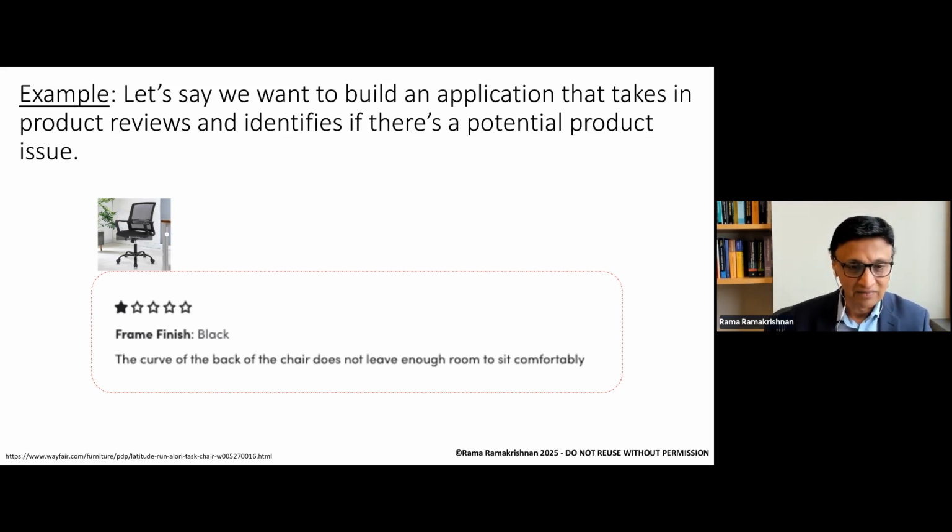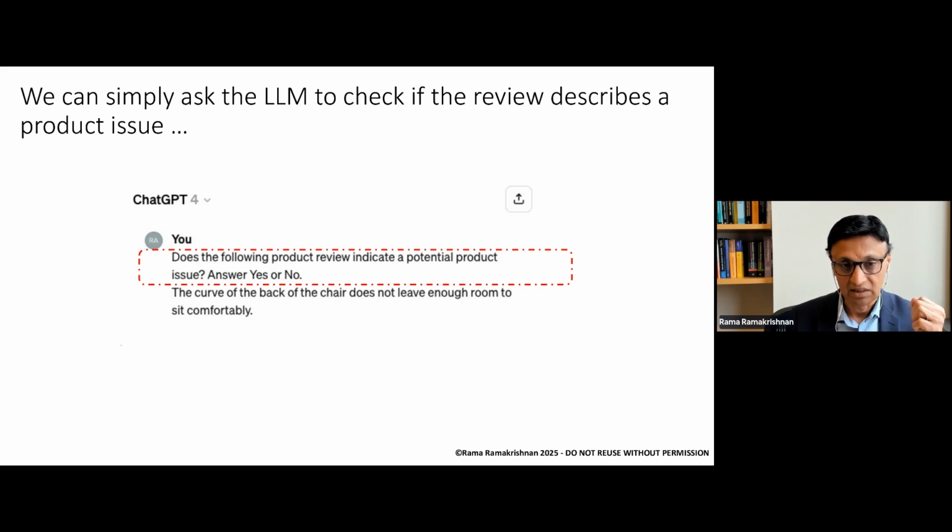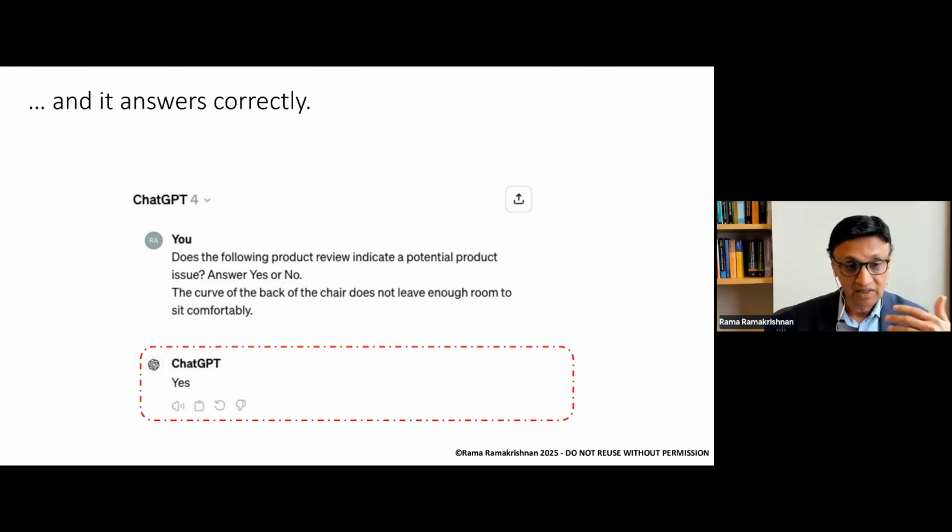So here I have a review of a chair that I just pulled from the Wayfair site, and the review says the curve of the back of the chair does not leave enough room for me to sit comfortably. So clearly, there is some potential defect about the back of the chair, which might be worth flagging for the product team. Now, the way you could extract this is by literally cutting and pasting the review into the prompt for an LLM like GPT-4 and simply asking the question, does the following review indicate a potential product defect? Answer yes or no. And when you do that, it comes back and says yes.